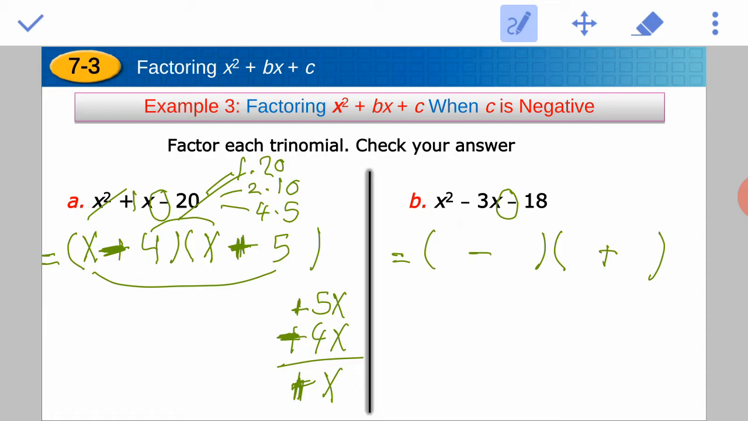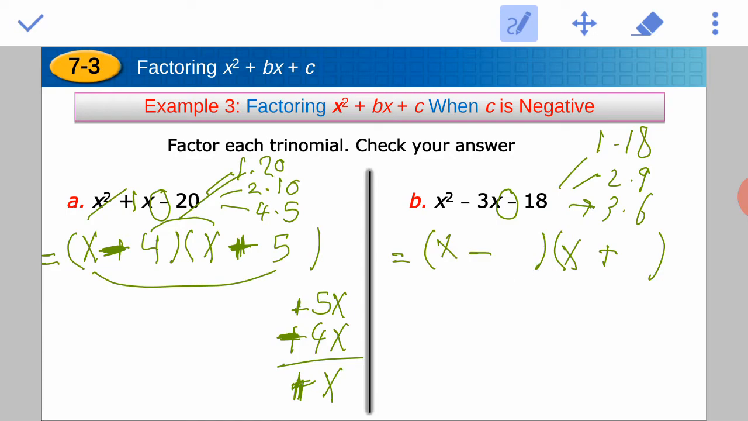One more example. Again, if the last sign is negative, the two signs are different, one negative, one plus. Order is not important. You can start with any one of them. X squared is x times x. How many scenarios are there to factor 18? Maybe 1 times 18, or 2 times 9, or 3 times 6. This time we're looking for the pair of factors that gives us a difference of 3. The difference between 18 and 1 is 17. The difference between 9 and 2 is 7. The difference between 3 and 6 is 3. So I'm looking for this pair.